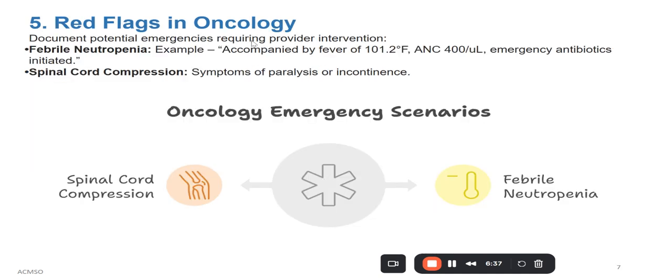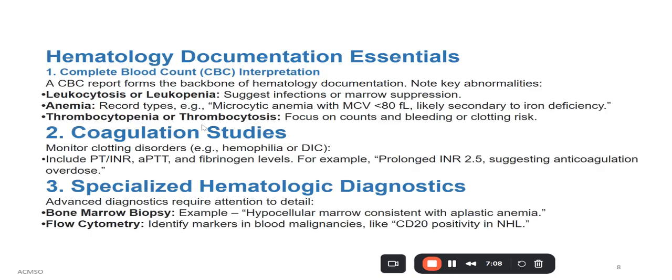Red flags in oncology document potential emergencies requiring provider intervention. Febrile neutropenia, example, accompanied by fever of 101.2 degrees Fahrenheit, ANC 400 per microliter, emergency antibiotics initiated. Spinal cord compression, symptoms of paralysis or incontinence. And here is a diagram summarizing the oncology emergency scenarios.